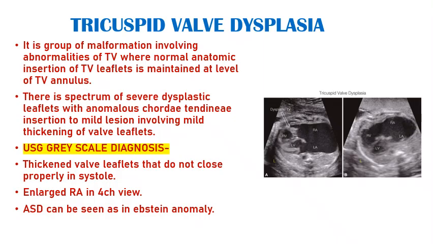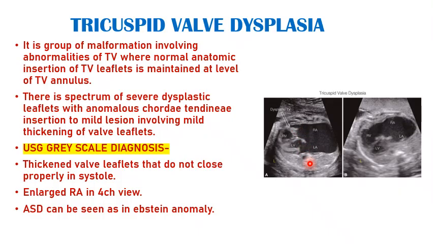Now, tricuspid valve dysplasia. It is a group of malformations involving abnormalities of the tricuspid valve, where the normal anatomic insertion of the tricuspid valve leaflet is maintained at the level of the tricuspid valve annulus. The spectrum ranges from severe dysplastic leaflets with anomalous chordae tendineae insertion to mild lesions involving mild thickening of valve leaflets.